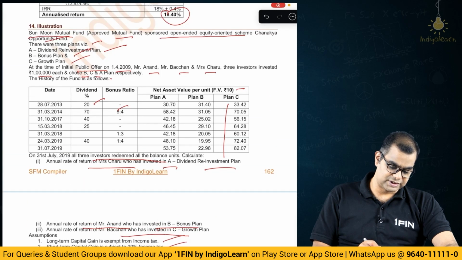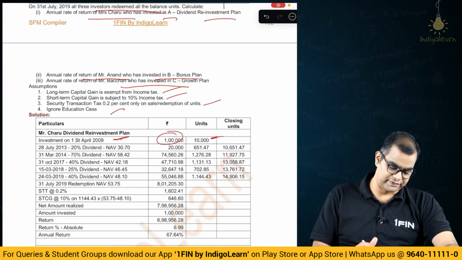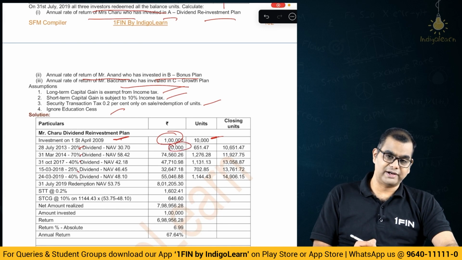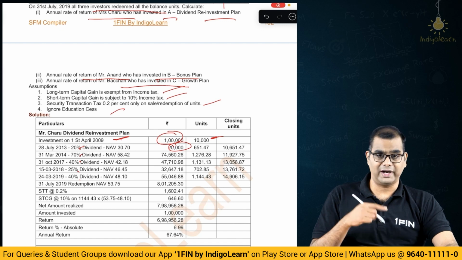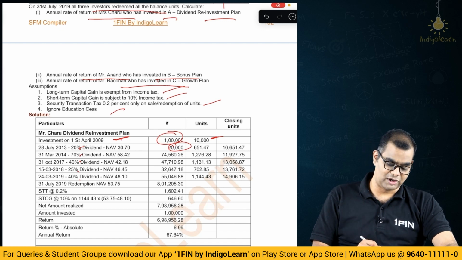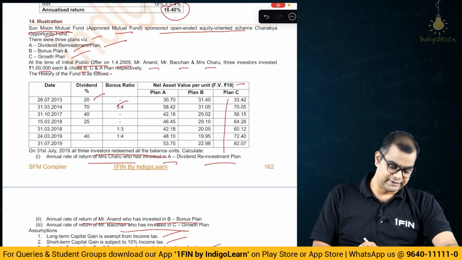Then, the dividend was given how much? 20, 70, 40, 25 like that. So, every time this much was the dividend that was given. Now, how did you arrive at the dividend value? Based on face value multiplied by the number of units. So, face value is what? You invested at IPO only, right? At the time of IPO, they invested so much.